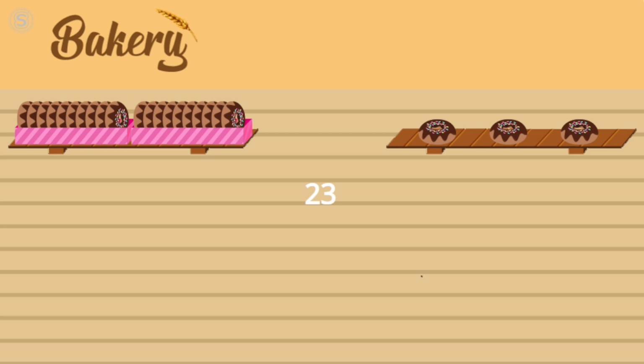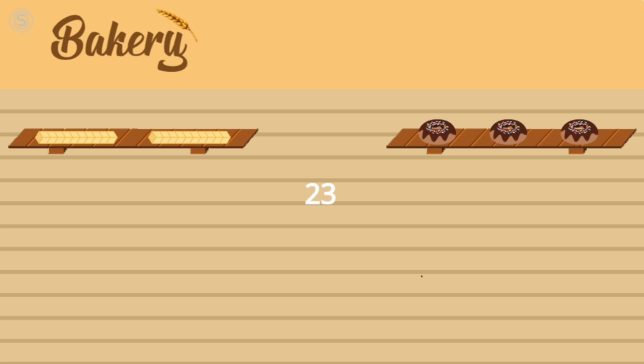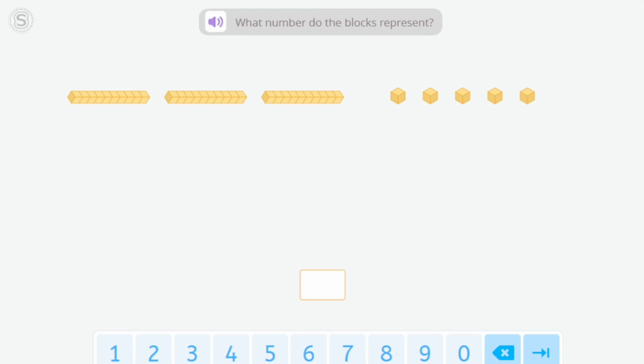We can also show this number using blocks. If we change the 2 tens of donuts for 2 rods of 10 cubes and the 3 units of donuts for 3 cubes. If we have 3 rods of 10 units and 5 ungrouped units, what number do the blocks represent?